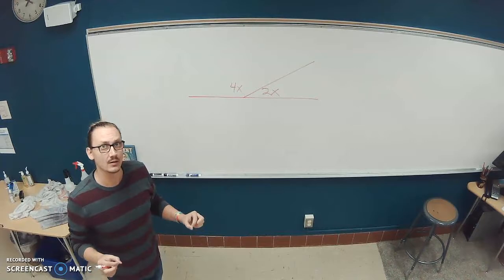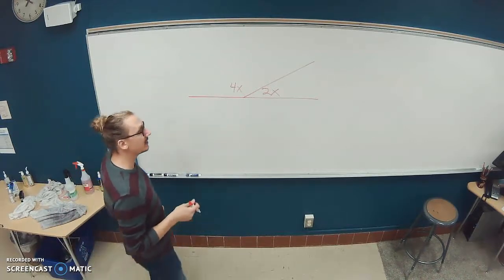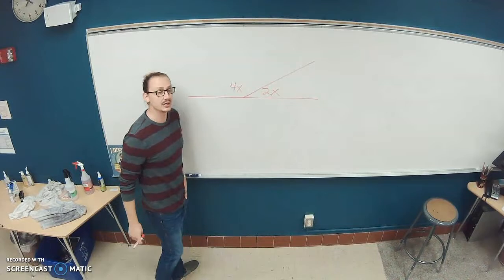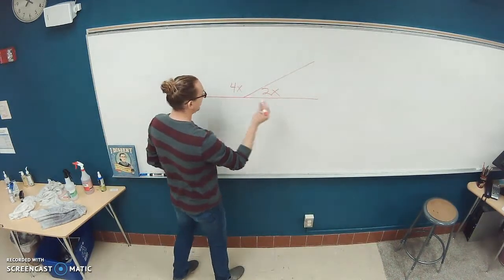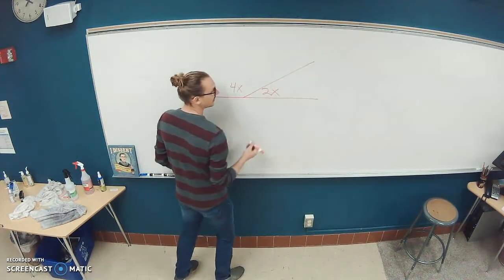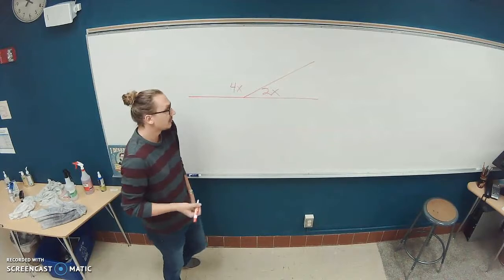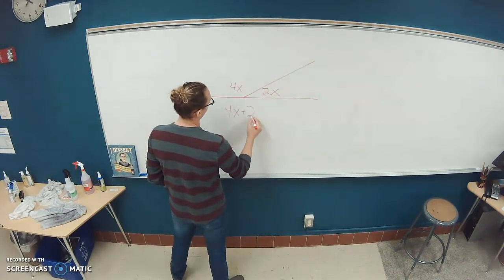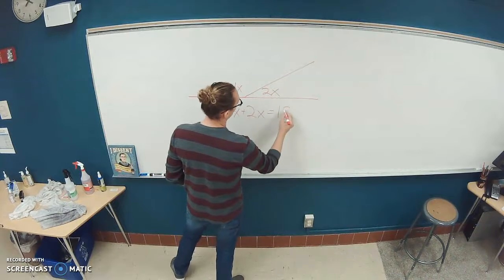Exactly the same thing that you were doing before. I know this angle plus this angle is going to equal 180. It's a linear angle. It gives me this straight line when I add them together. So let's add them together and set them equal to 180. 4x plus 2x equals 180.